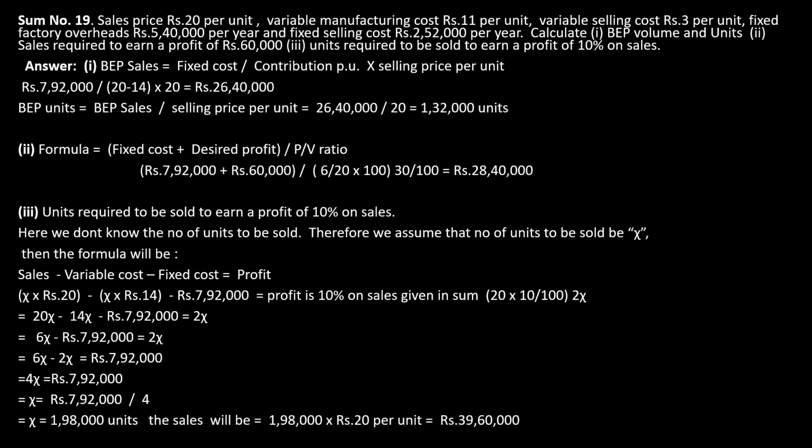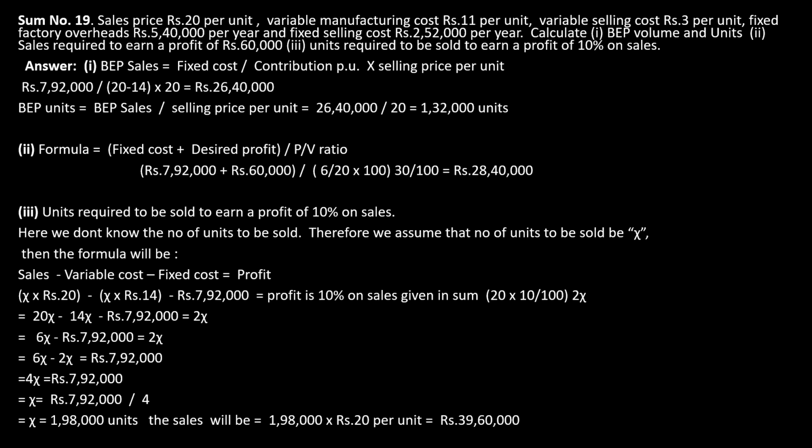Okay. Then same way, fixed cost. Here factory overhead is 5,40,000 for the year. Then fixed selling cost is 2,52,000 for the year. So there are two types of fixed costs here. When I add them together, the total fixed cost will be 7,92,000. Is that clear? Then the questions here, they ask you to find three questions are here.